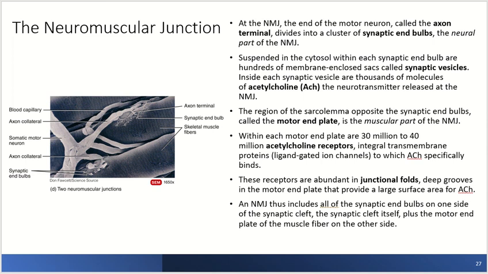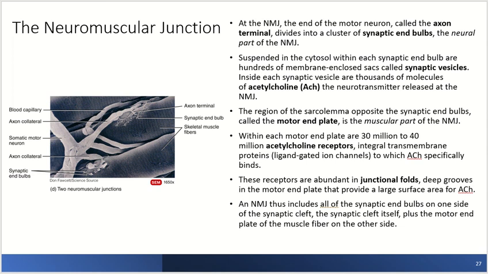So within each motor end plate, there are going to be between 30 million and 40 million of these acetylcholine receptors. And these are going to be integral membrane or transmembrane proteins. And these are also considered ligand-gated ion channels. And these are going to specifically bind to our acetylcholine.